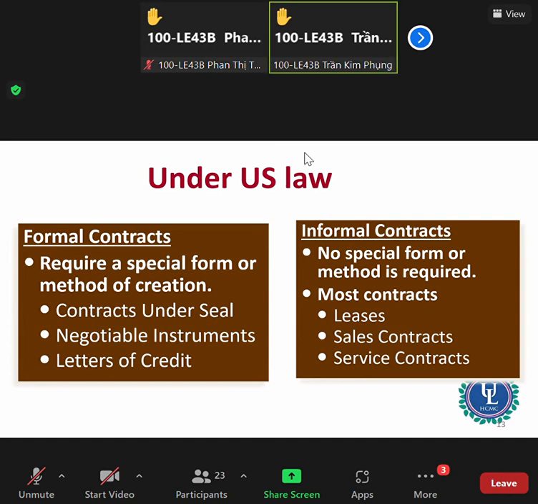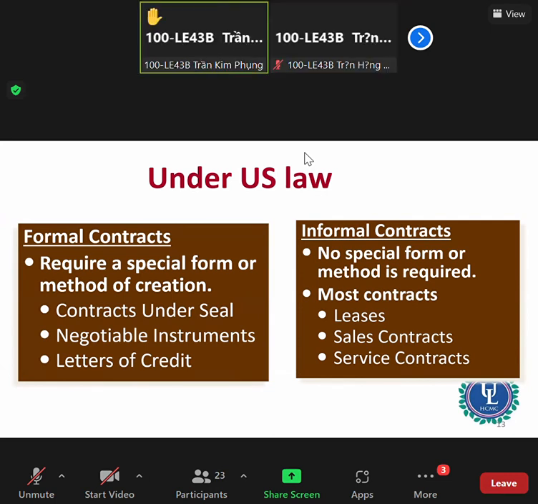I think formal contracts also require, like you mentioned, a special form. Besides in a written form, some contracts also require administrative procedures to make them valid. Okay. All right. Thanks, Phụng, right? Yes. Okay. Thank you. Anyone else?